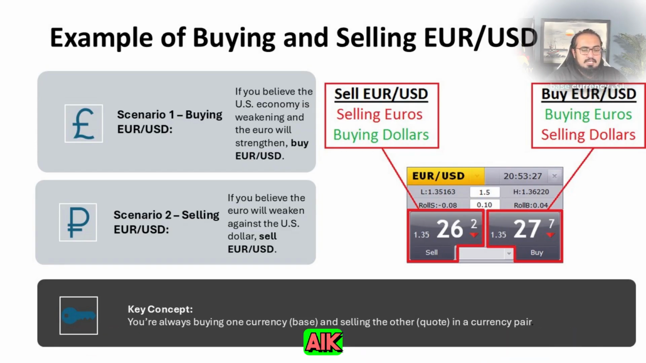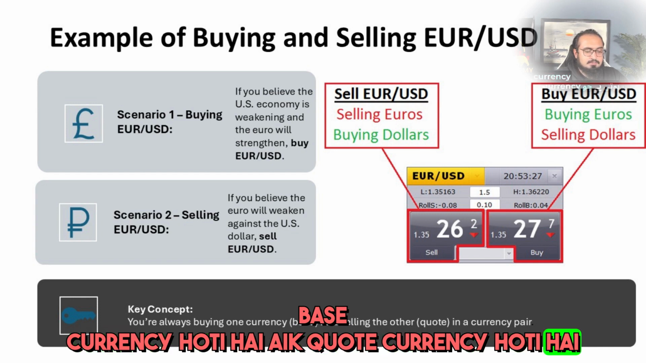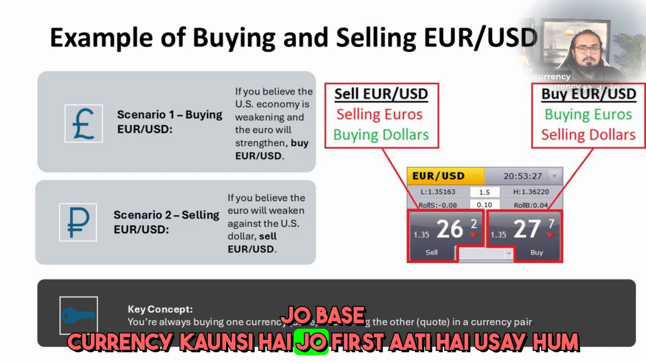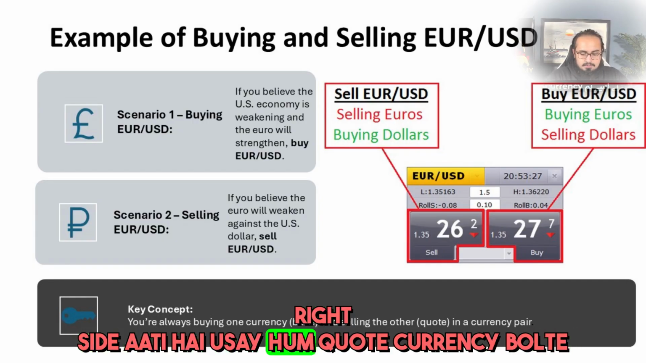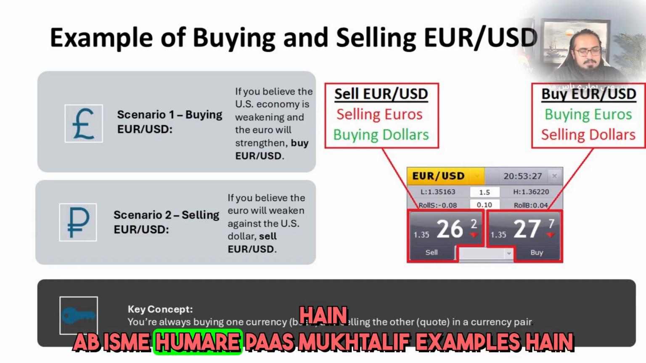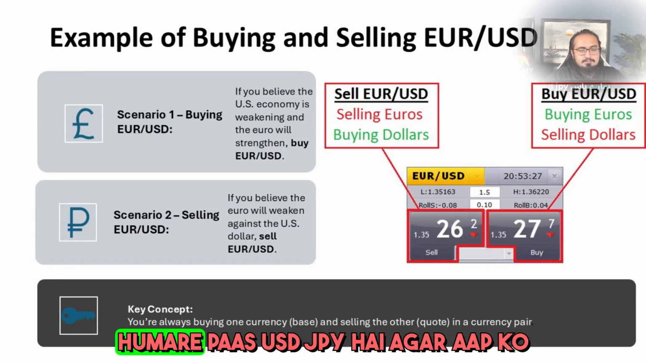What is the concept? There is a base currency and a quote currency. Which is the base currency? The one that comes first is called the base currency. The one that comes on the second side, on the right side, is called the quote currency. Now, in this, we have various examples.